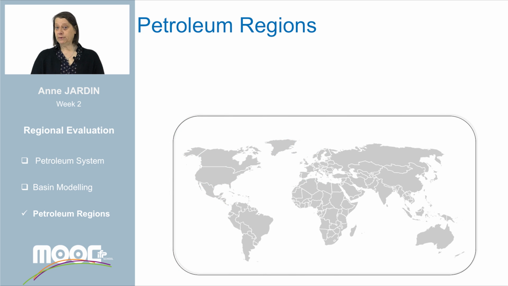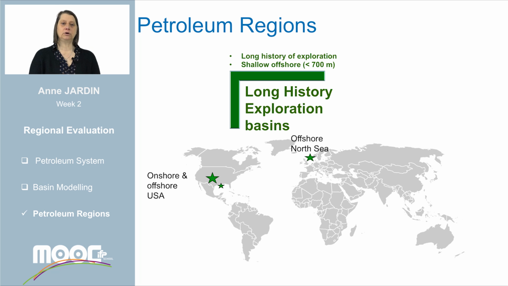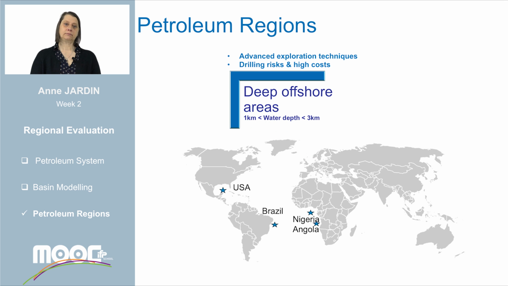Now that you know what a petroleum system is, let's briefly recognize the main petroleum regions in the world. Hydrocarbon exploration has been extensively developed over the past 70 years. The USA, where onshore and offshore exploration began in the first part of the 20th century, and the North Sea offshore basin, where exploration began in the 1970s, are good examples of extensively explored basins.